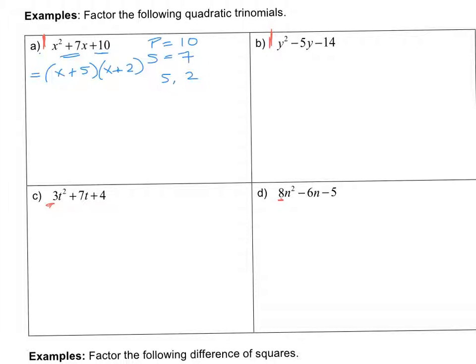So let's give the next one a try. My product here is 1 times negative 14, which is minus 14. And my sum here is the middle number, which is negative 5. So I want 2 numbers that multiply to negative 14 but add to negative 5. Those 2 numbers happen to be negative 7 and positive 2. Because it's a simple trinomial, I can go straight to the brackets. That means y minus 7 and y plus 2.